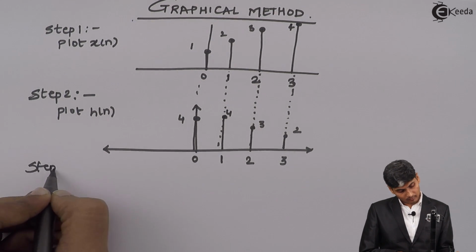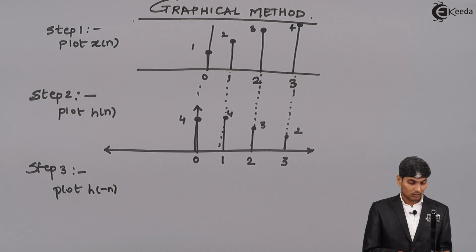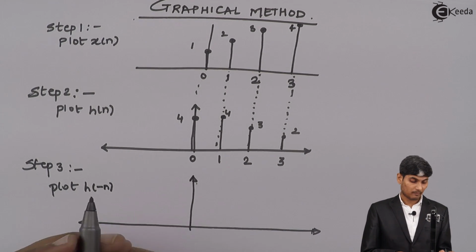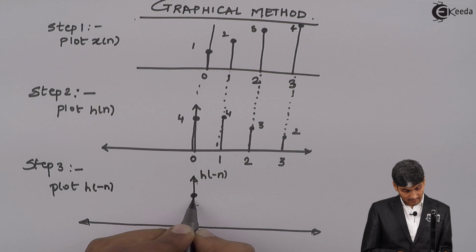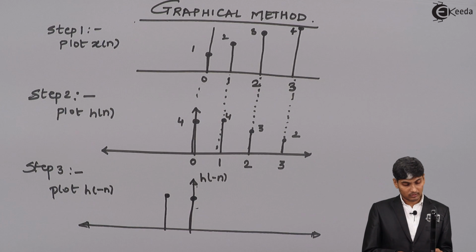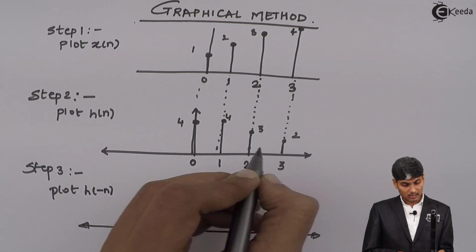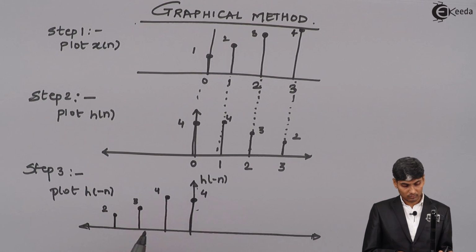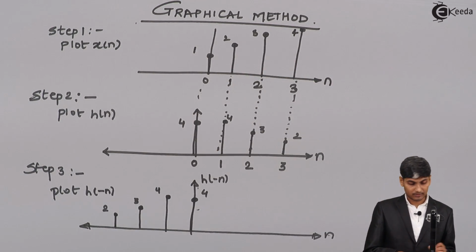Step 3, plot h of minus n. Now, to plot h of minus n, I have to indent it clearly. This is my h of minus n. Now, I have to keep 4 as it is, mirror imaging. I will bring this on the side, so it becomes 4 this side. Then I bring 3 this side, and this becomes 2 on this side. So, now this is 2, 3, 4, 4, nothing on this side. This is my n.